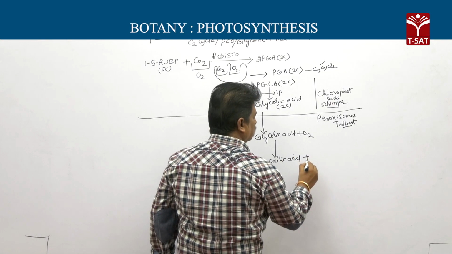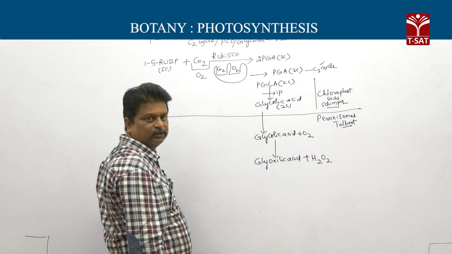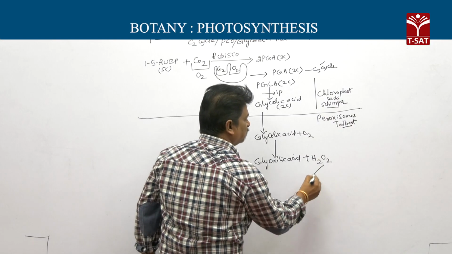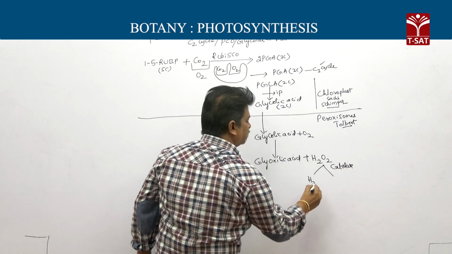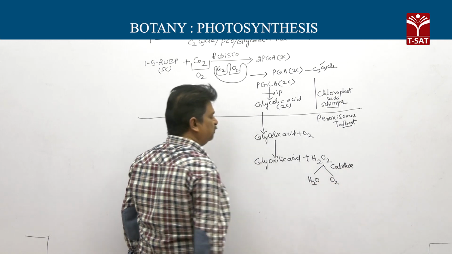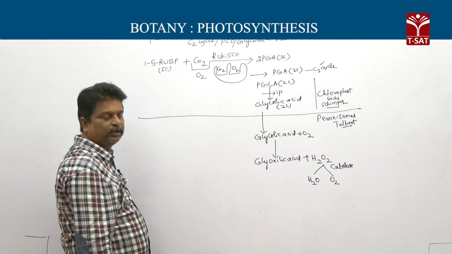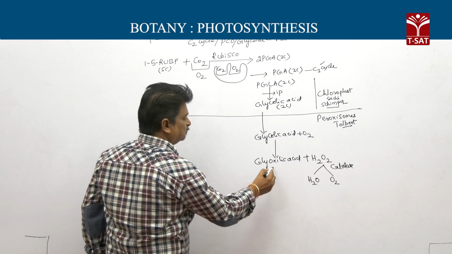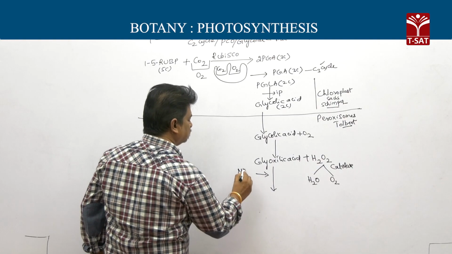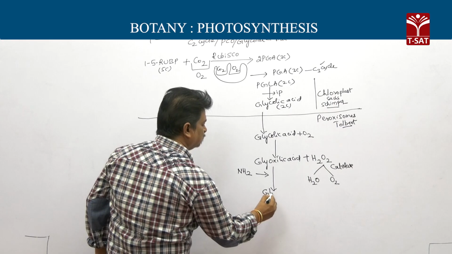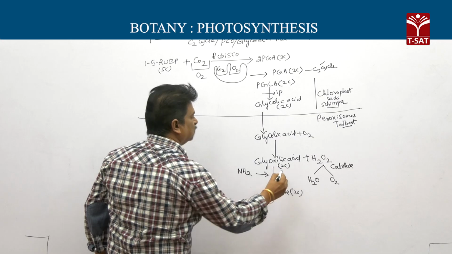Then, the co-product of glyoxylic acid is hydrogen peroxide. This peroxisome contains the catalase enzyme, which breaks that hydrogen peroxide into water and oxygen. Afterwards, this glyoxylic acid accepts an amino group and forms the amino acid glycine.